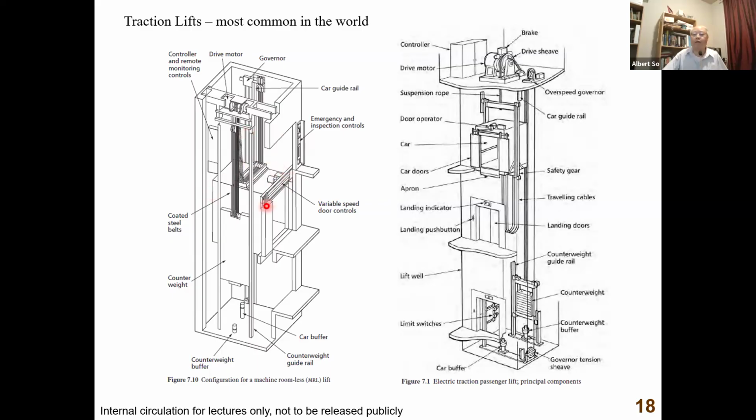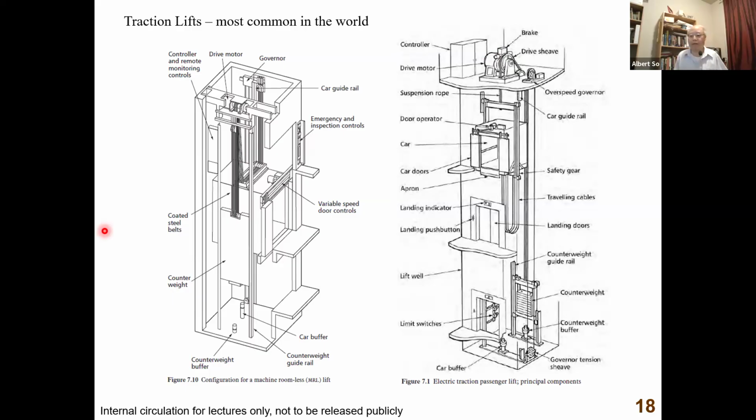There are two types of motors: the axial field machine and the tangential field machine. This type of motor we call the tangential field machine, which is more conventional. But in machine roomless, we sometimes use the axial field machine. So there are different types of motors. We'll talk more about this when we come to that part. Okay, so let's have a break of 10 minutes, and then we'll come back, and then I'll talk more about the safety devices.